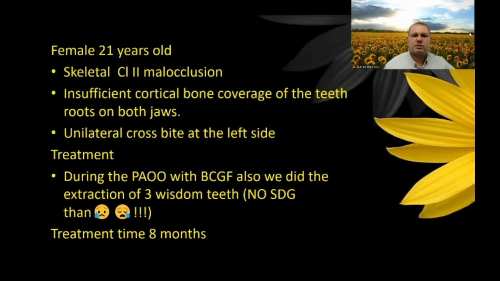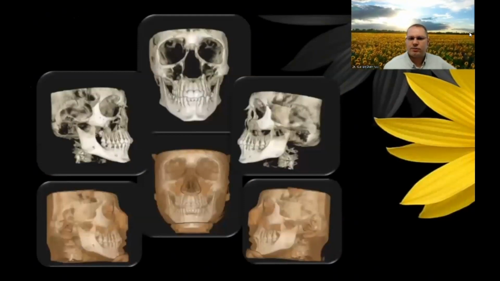So we have a class 2 malocclusion, insufficient cortical bone coverage of the tooth roots on both jaws, and a unilateral crossbite on the left side. The treatment was corticotomy with periodontally accelerated osteogenic orthodontics, also BCGF, and we extracted 3 wisdom teeth, but at the time, 7 or 8 years ago, we didn't have the grinder, so it wasn't used. The treatment time in this case was just 8 months. This is the pre-op situation, extraoral view, the 3D CBCT, and reconstruction with hard tissues and hard plus soft tissues.